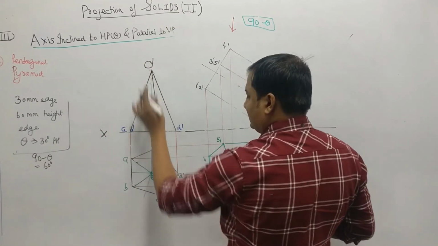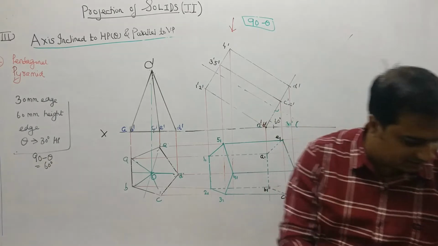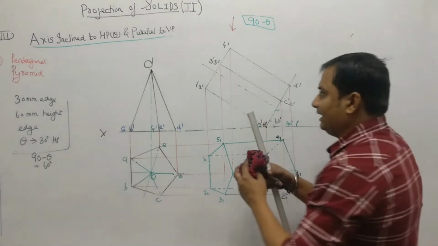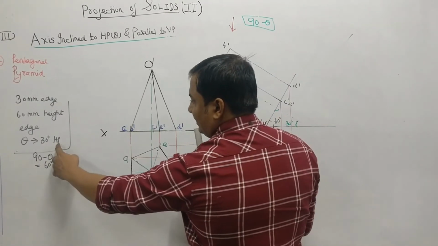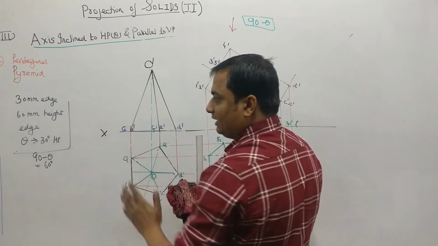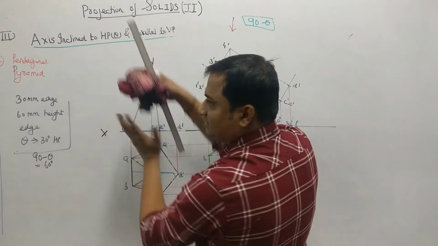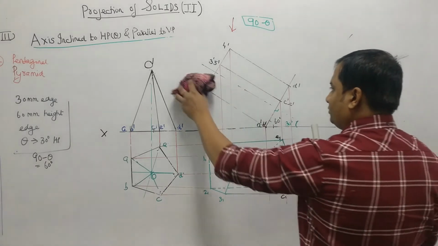So this is my O dash and this is my center. So this is my first stage. Then the second stage says that it's inclined with the HP and resting on an edge. So again this triangle has to be rotated like this. Okay, so same concept. First draw the base.